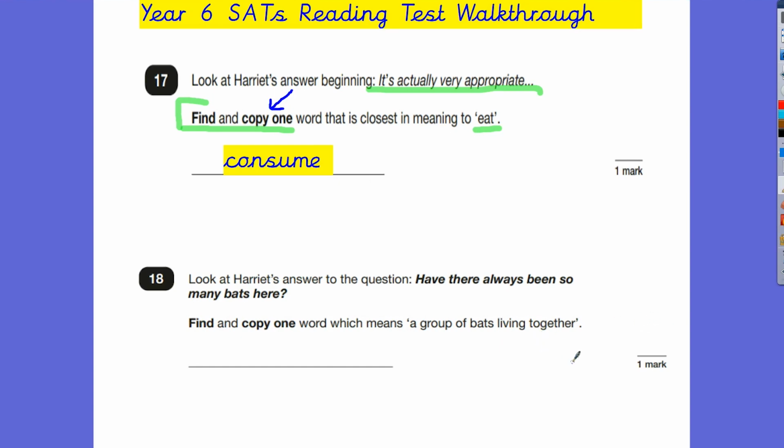Okay. Question 18. Look at Harriet's answer to the question, "Have there always been so many bats?" Okay, so it's telling us where to look again. And look, we've got find and copy one word, which means a group of bats living together.